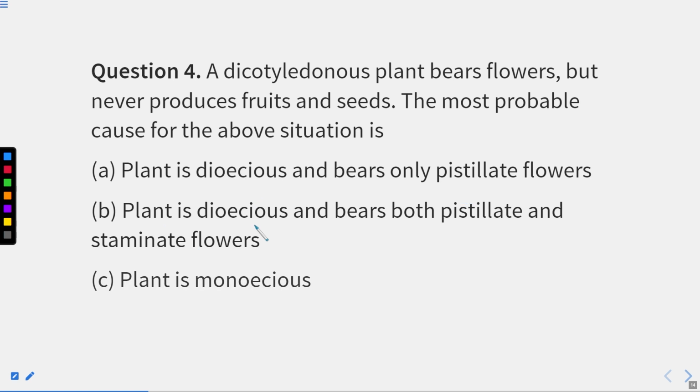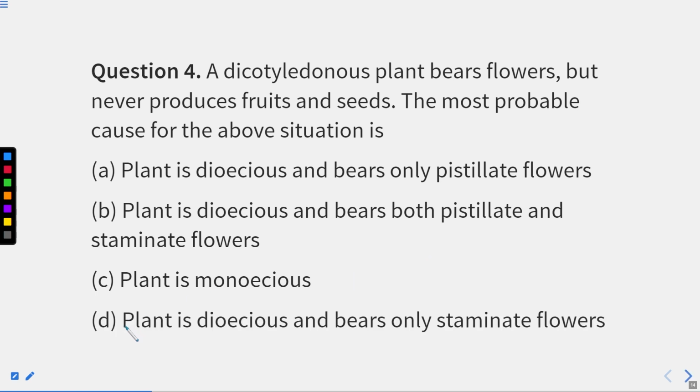Now option number C, plant is monoecious, means both the reproductive organs are present in the same plant. Option D is plant is dioecious and bears only staminate flowers. Means only the male flowers.